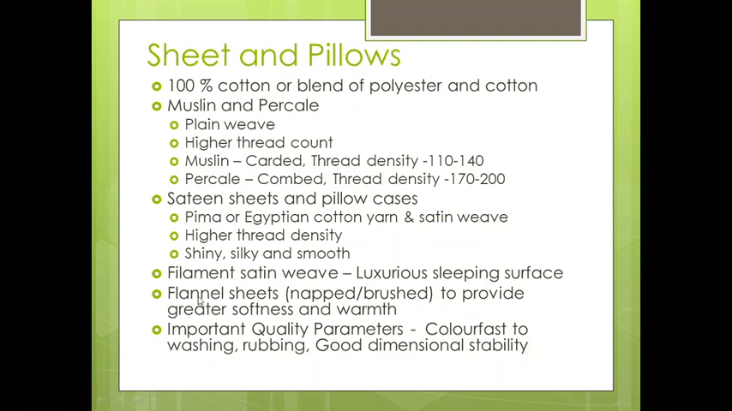Another kind of sheet used is the flannel sheet, which has a napped surface, meaning the surface is brushed to provide greater softness and warmth. It is preferably used in the winter season. Now, the important quality parameters for sheets and pillows are color fastness to washing and rubbing, and good dimensional stability. So these are the quality criteria.